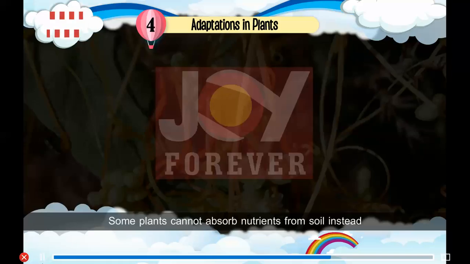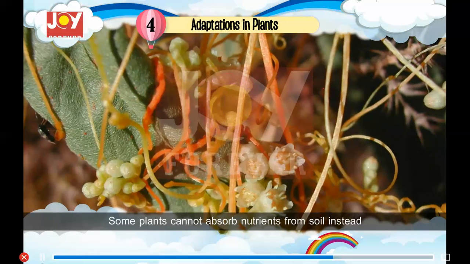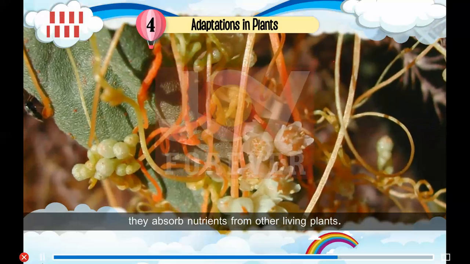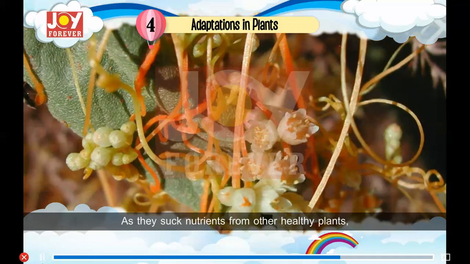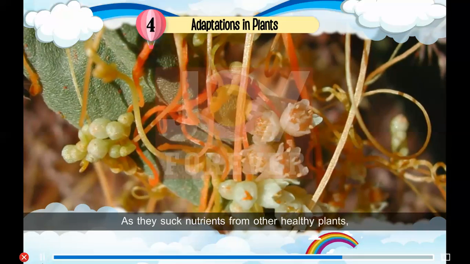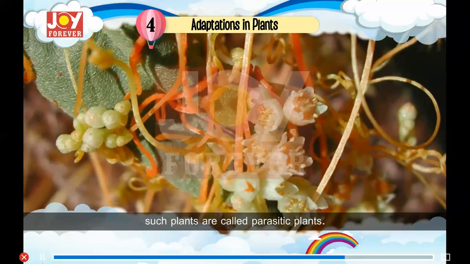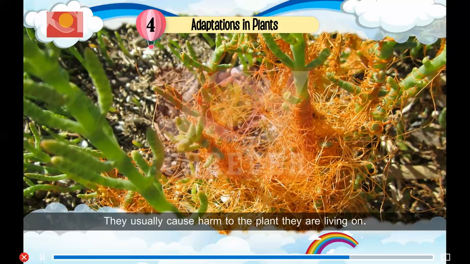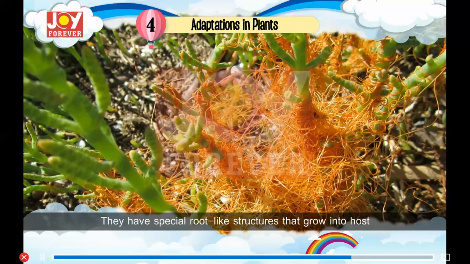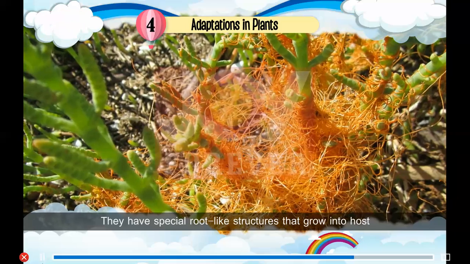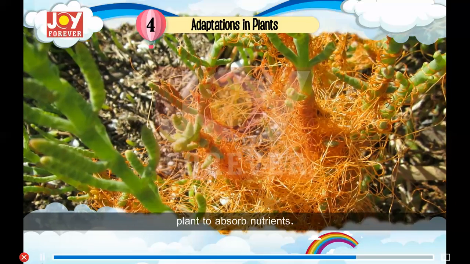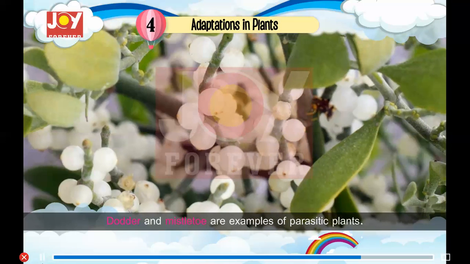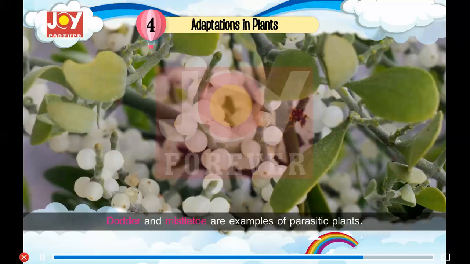Parasitic plants. Some plants cannot absorb nutrients from soil. Instead, they absorb nutrients from other living plants. As they suck nutrients from other healthy plants, such plants are called parasitic plants. They usually cause harm to the plant they are living on. They have special root-like structures that grow into host plant to absorb nutrients. Dodder and mistletoe are examples of parasitic plants.